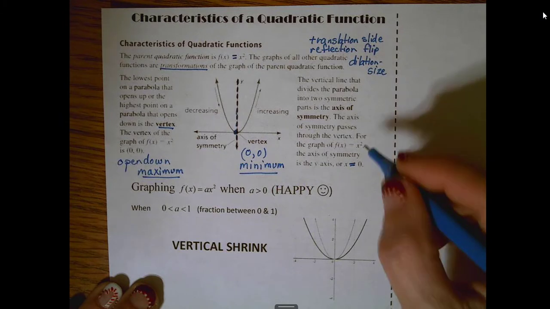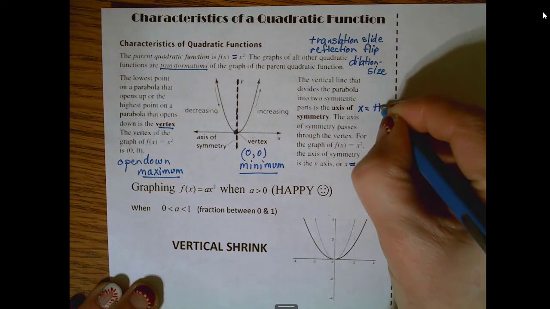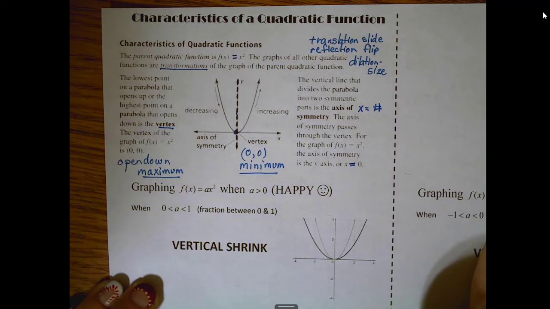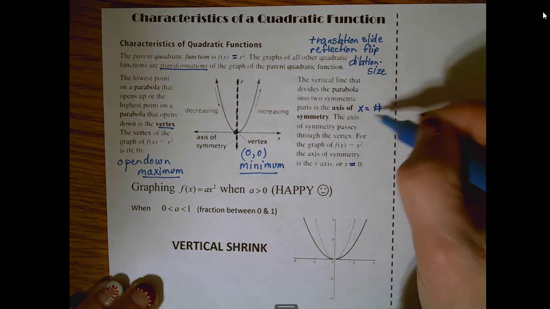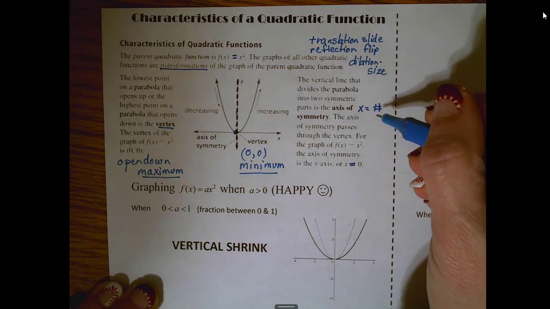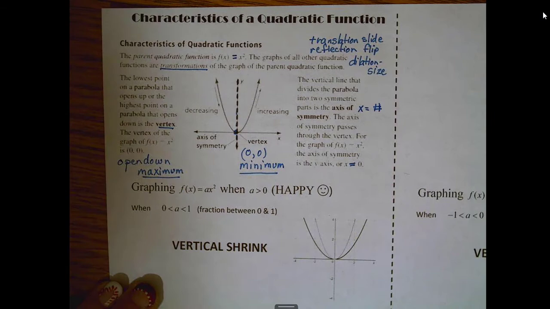So any axis of symmetry is going to be x equals a positive or negative number. It can be an integer. It might be a decimal or a fraction. But a vertical line is always x equals. Okay, so just keep that in mind. Now, we'll actually go through that in another lesson, more with the axis of symmetry.